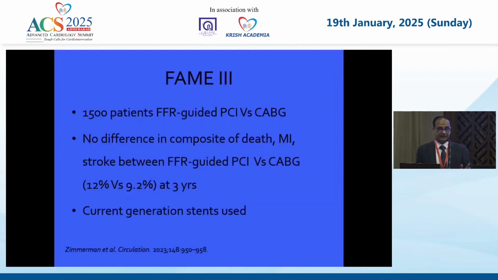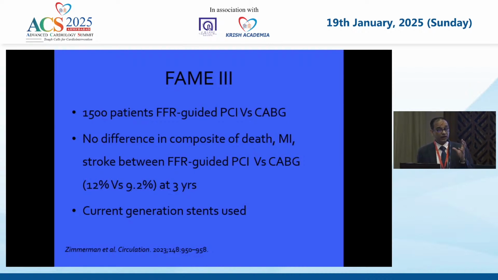What about FAME 3? This was a trial which everybody said was negative. But remember, at 1 year, it showed non-inferiority. But when you look at 3 years, there's no difference in the composite of death, MI, and stroke between FFR guided PCI versus CABG. And in this trial, post PCI physiology was measured, and they found a mean of 0.89 post PCI, which was grossly inadequate as far as completeness of revascularization was concerned.